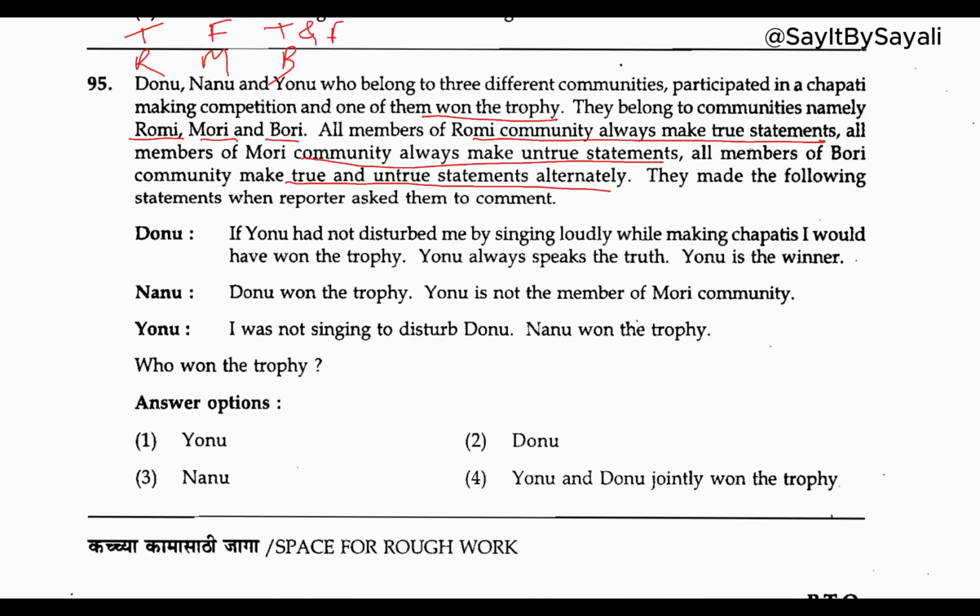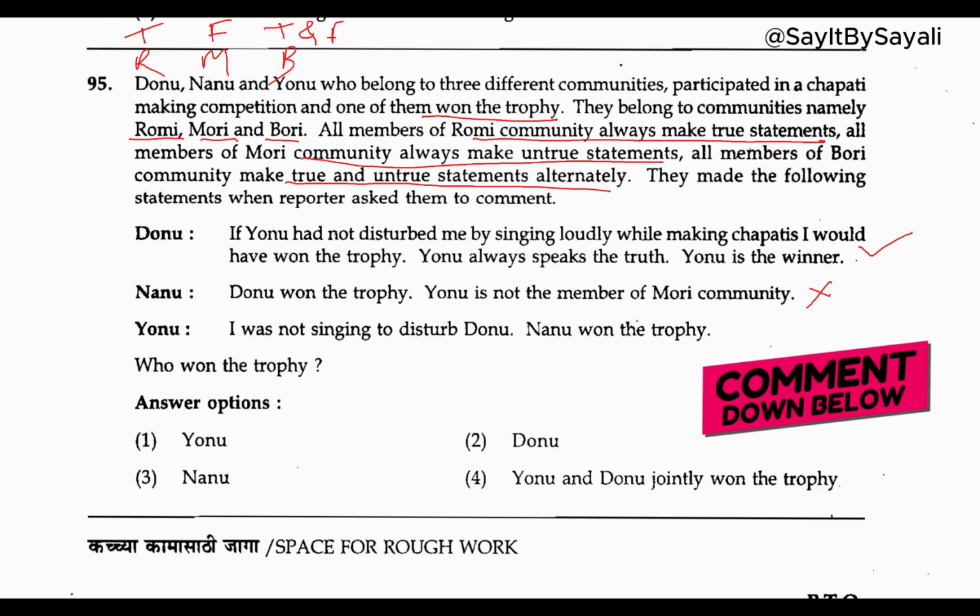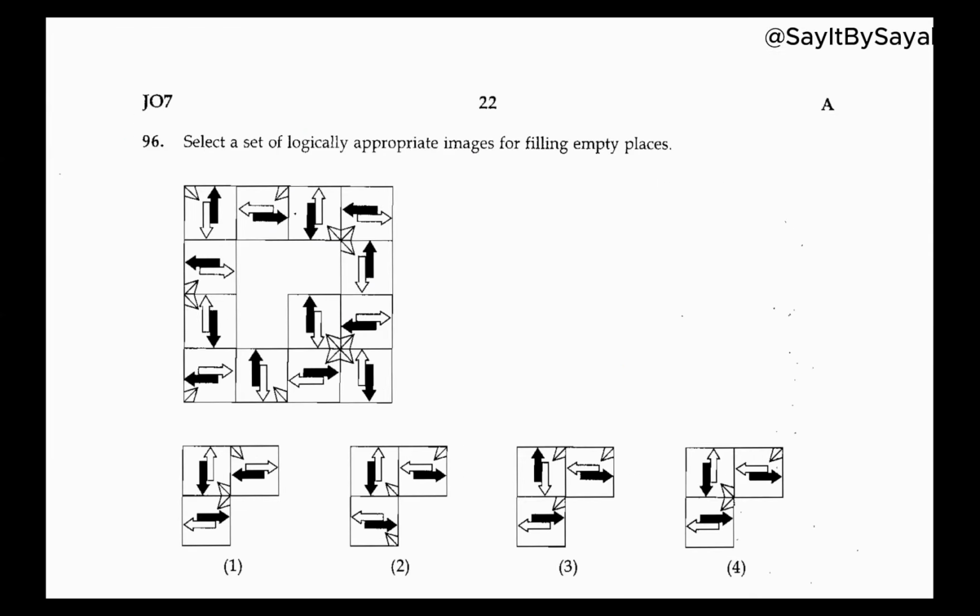So if Yonu had not disturbed me by singing loudly while making chapatis, I would have won the trophy. Yonu always speaks the truth. Yonu is the winner. Correct? Namu: Donu won the trophy. Yonu is not a member of the Mori community. I was not singing to disturb Donu, this is a true statement. And Namu won the trophy is a false statement. So who won the trophy?